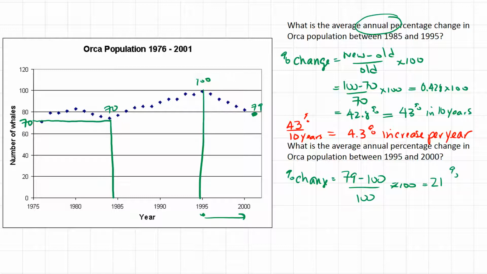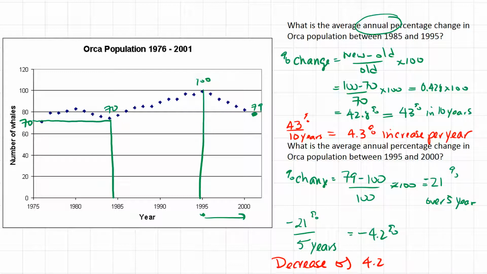Now that is in 5 years. So in 1 year, this is over 5 years, and actually that's negative 21%, sorry. Then in 5 years, it's negative 21% divided by 5 years, which is negative 4.2%. So this represents a decrease, because it's going down, of 4.2% per year.